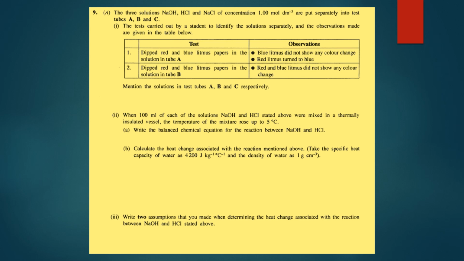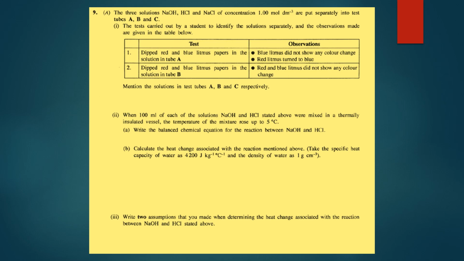Test 2. Dip red and blue litmus papers in the solution B. Observation. Red and blue litmus did not show any color change. If the blue and red litmus do not show any color change, it should be a neutral solution. So B should be NaCl. Then C should be HCl.